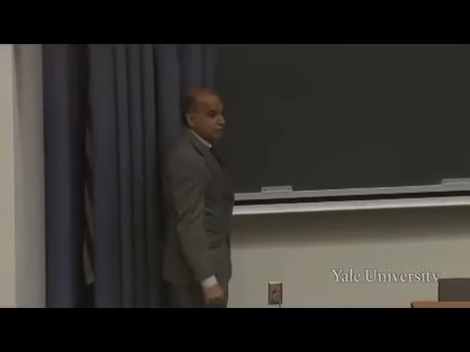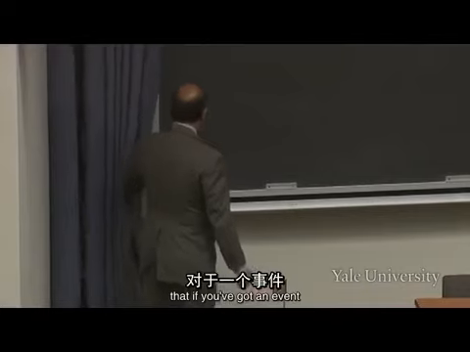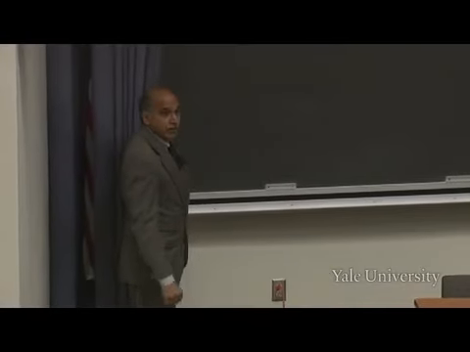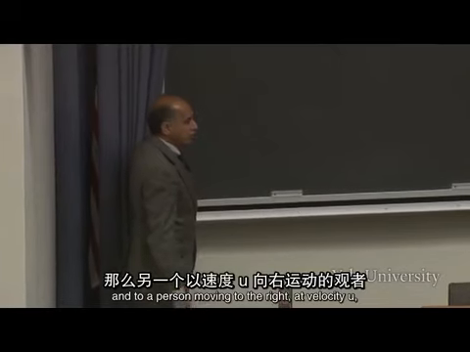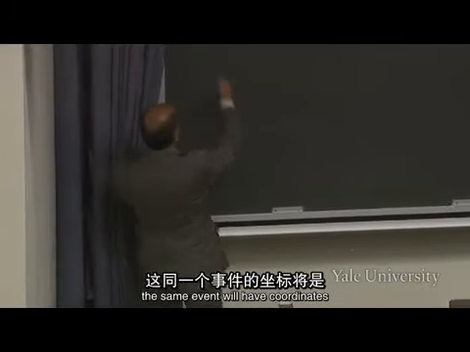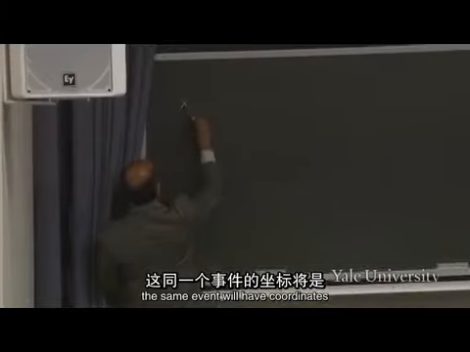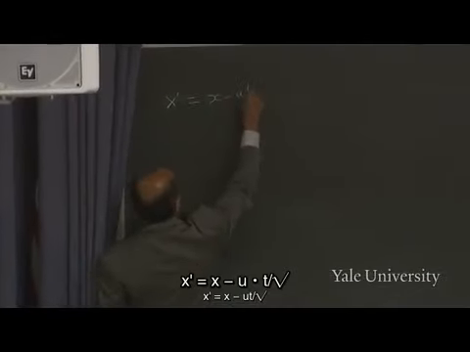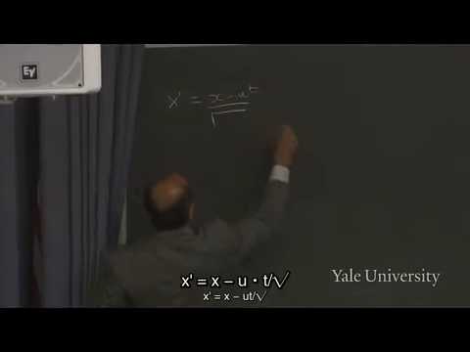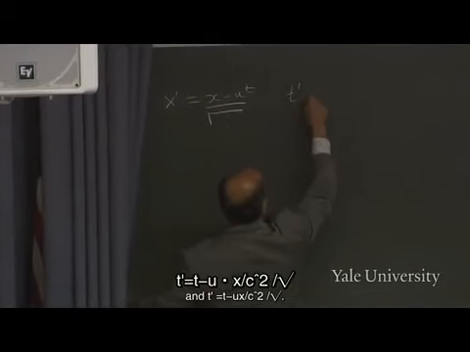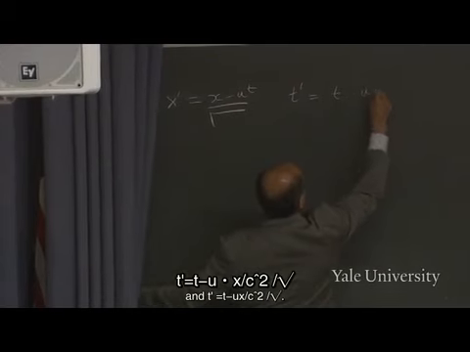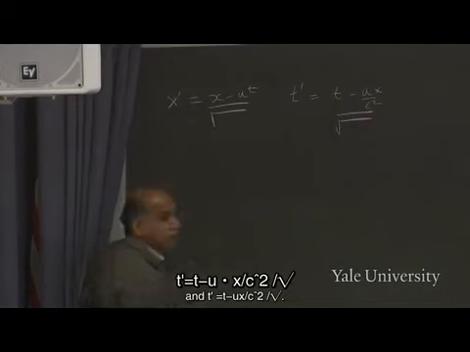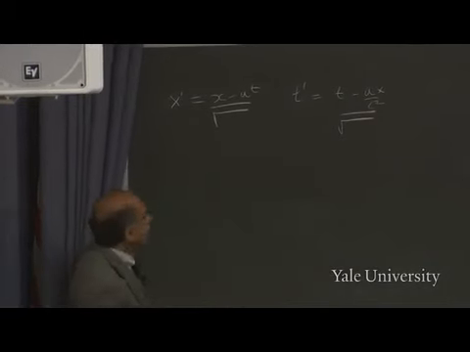But I remind you that if you got an event that occurs at x, t for one person, and to a person moving to the right at velocity u, the same event will have coordinates x prime is x minus ut over the square root, and t prime is t minus ux over c squared divided by the square root. This is it. This is the key.